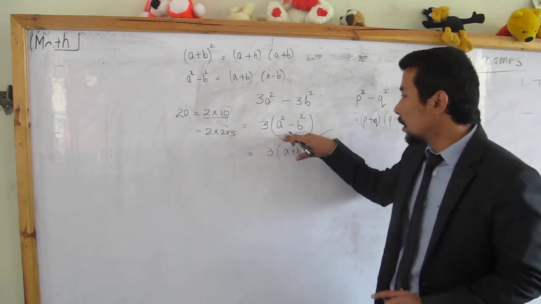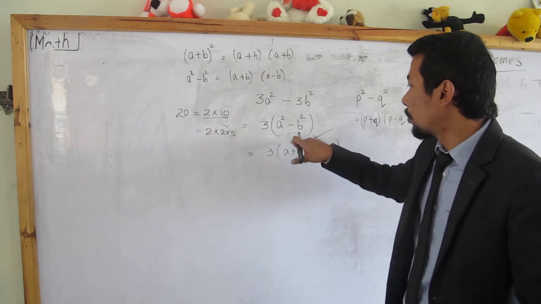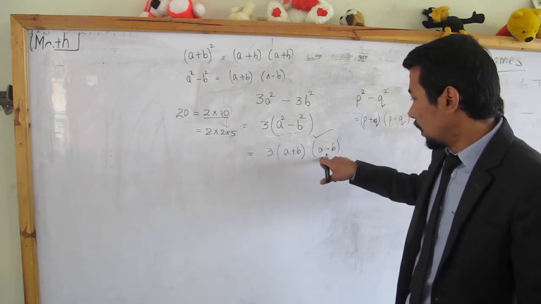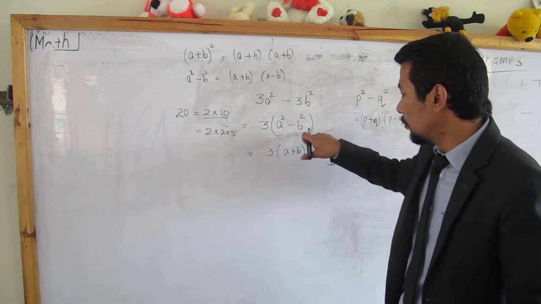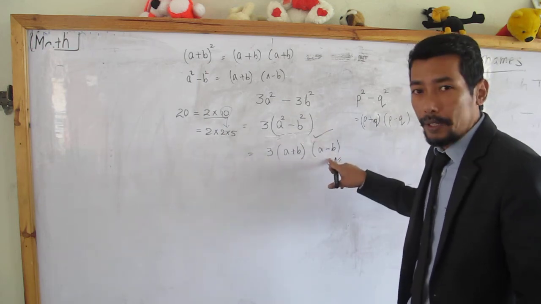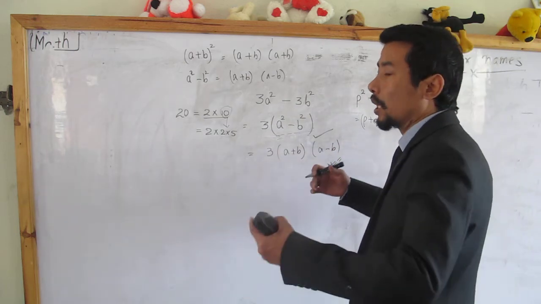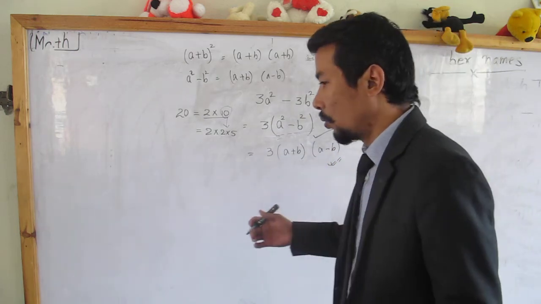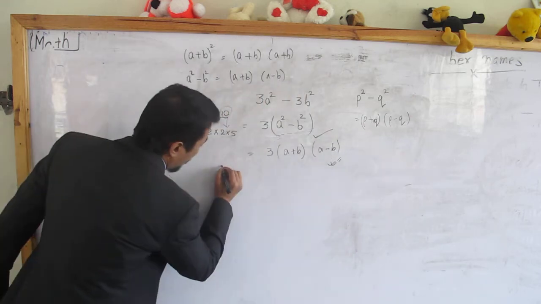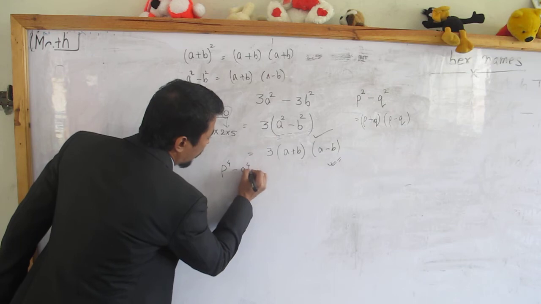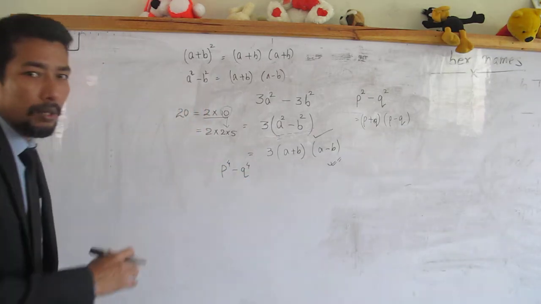And then here, is it in formula? Yes, it is in formula. So what we did was we used the formula to put it in factor form. And then in case it is not in formula, there is nothing common. So what do we do? For example, p to the power of 4 minus q to the power of 4. Now there is nothing common. It is not in formula.